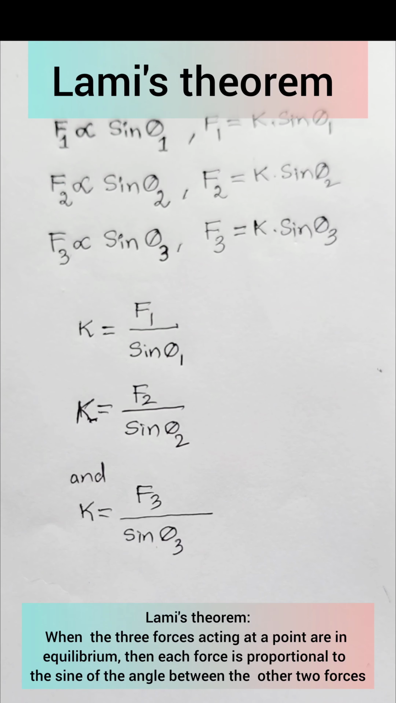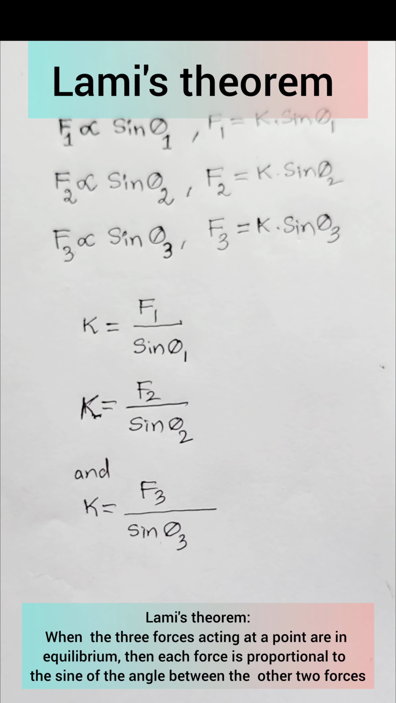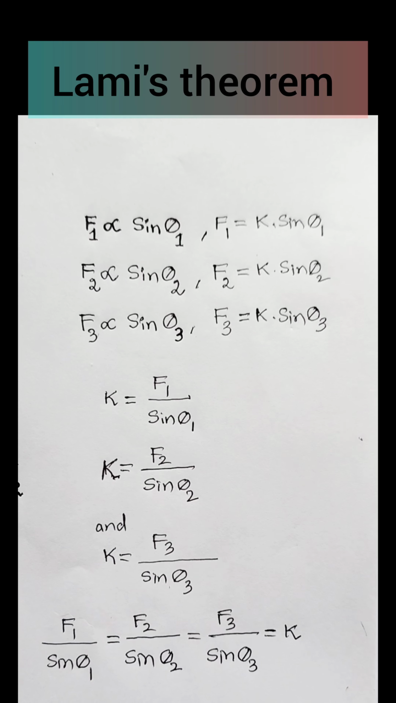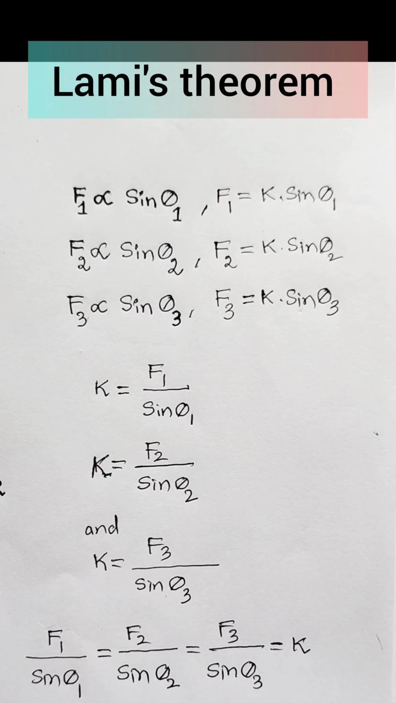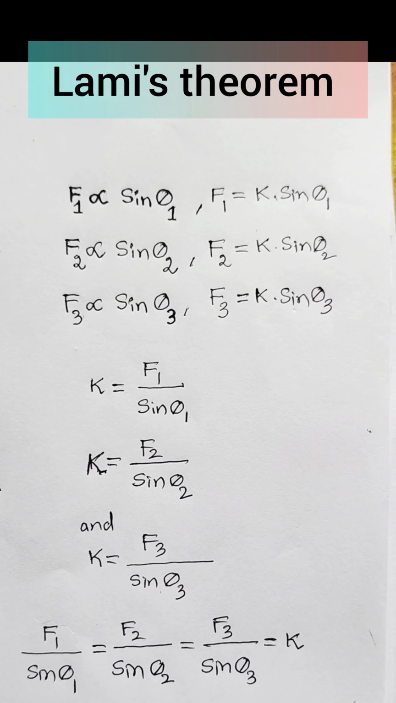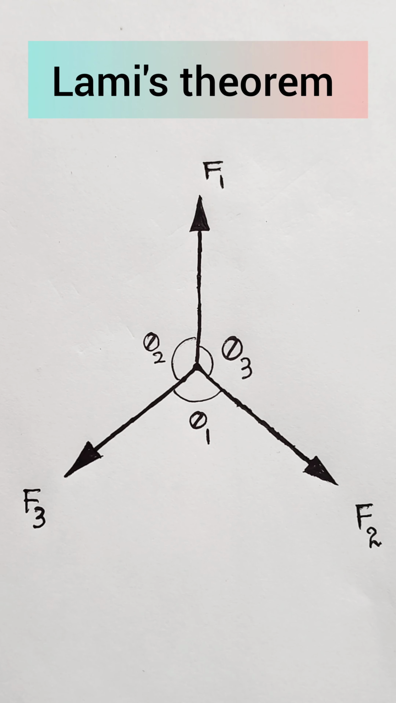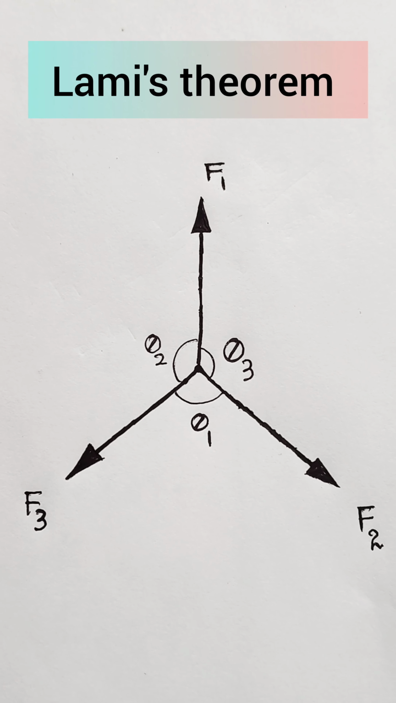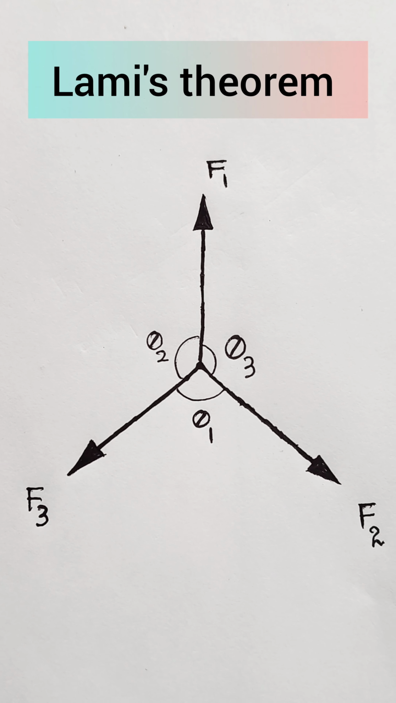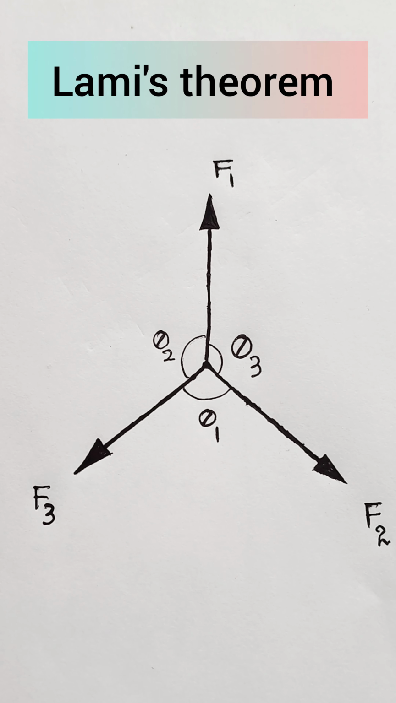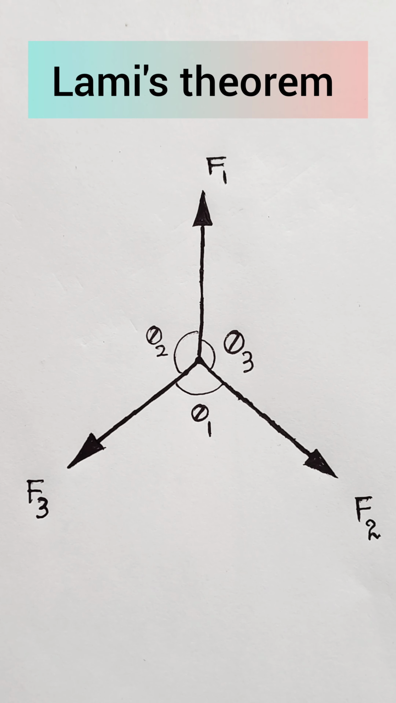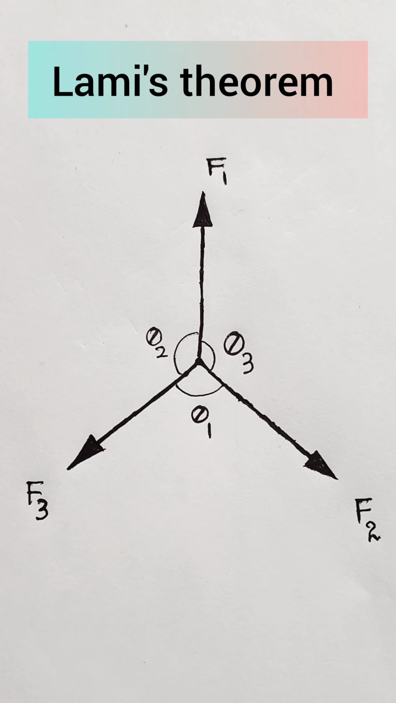Finally, we can relate all these three forces by the following Lami's theorem. F1 by sine theta 1 equal to F2 by sine theta 2 equal to F3 by sine theta 3 equal to K. From these three concurrent force systems F1, F2, F3, when you know the magnitude of F1, by following the Lami's theorem, we can estimate the magnitude of F2 and F3 in terms of F1.